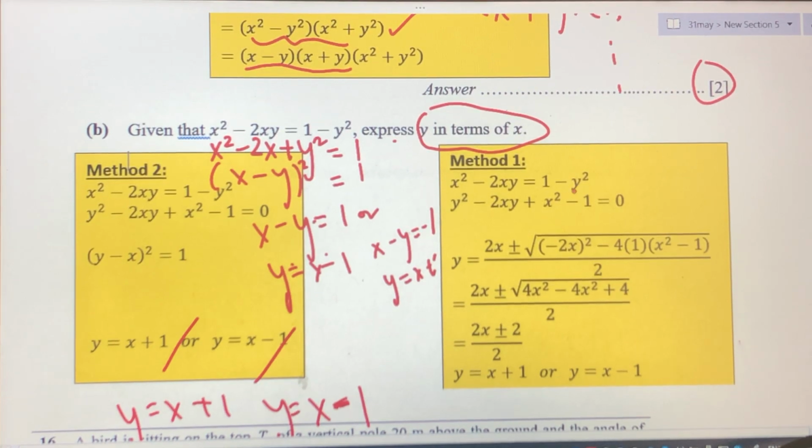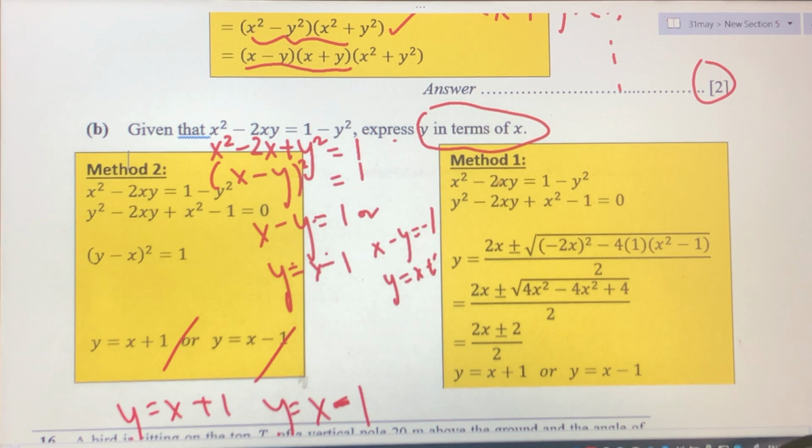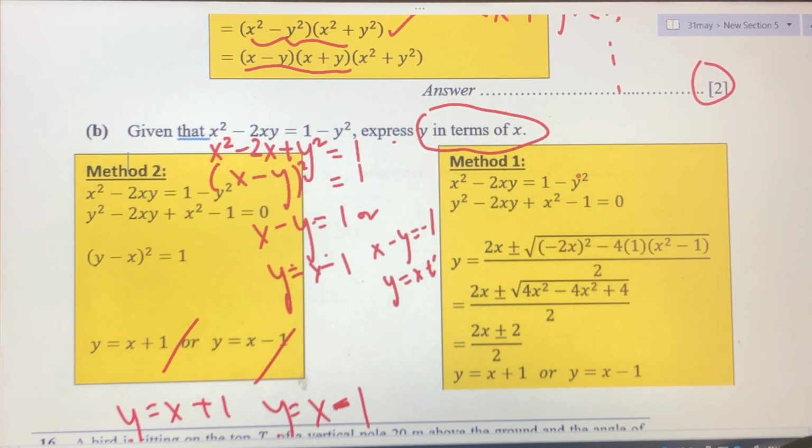I don't know whether you can see or not. This method is harder to see. x squared minus 2xy equal this, right? You make y the so-called subject, or you make it the 主角, that means this is in terms of y: ay squared plus by plus c. This is your c.